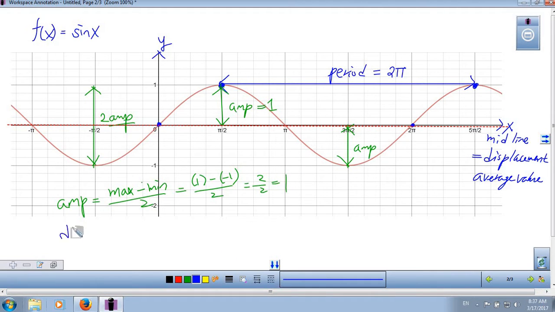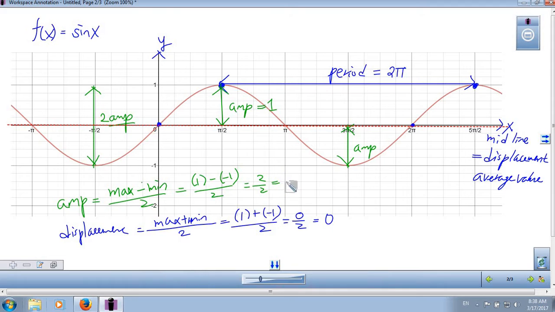Now the displacement, mathematically, is half of the sum of the max and the min. In this case it's going to be 1 plus -1 divided by 2, but 1 plus -1 is 0. 0 divided by 2 happens to be 0. So that's why we have our midline at x equal to 0. The amplitude is a number, but the displacement is the position of the middle of the graph.